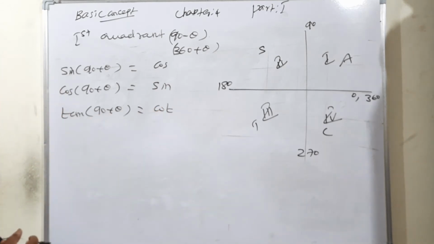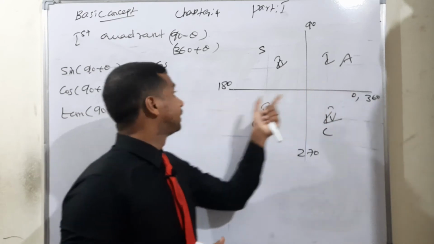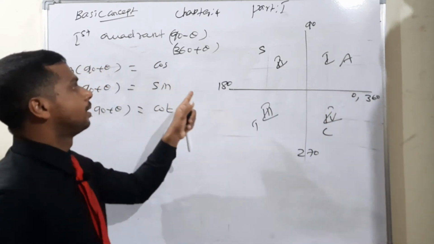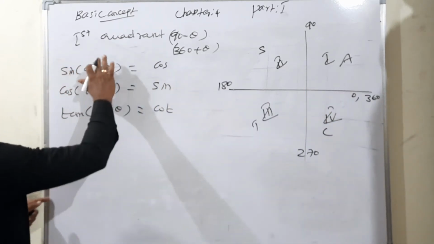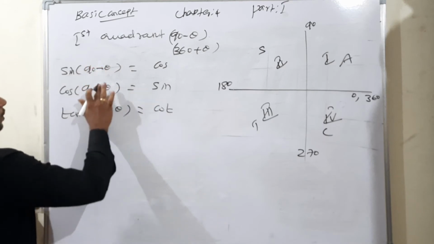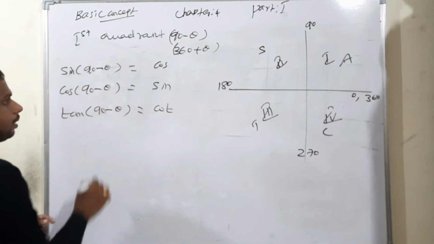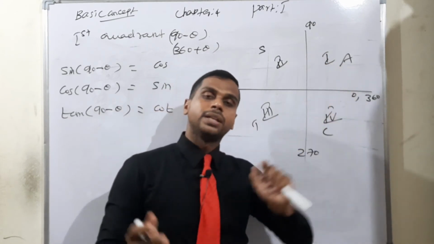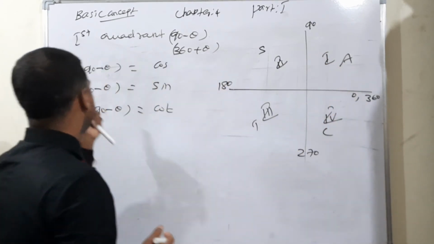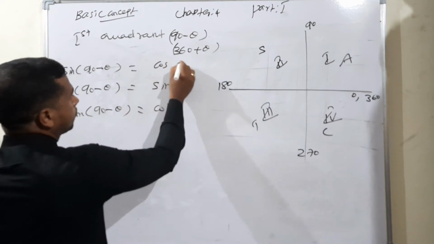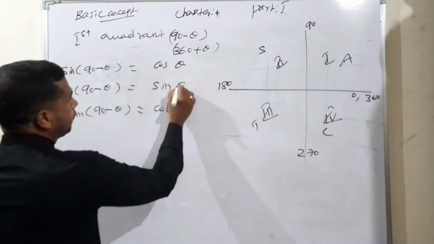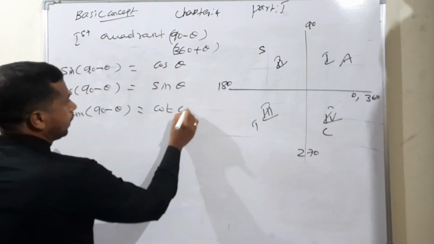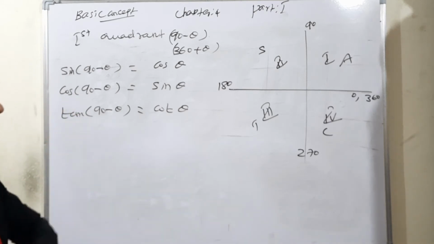But the sign depends on the quadrant. Quadrant means 90 plus theta, isn't it? Sorry, my dear, this is 90 minus. So 90 minus definitely lies in the first quadrant. In the first quadrant all values will be positive. So sin 90 minus theta is positive cos theta. Then cos 90 minus theta is positive sin theta. Tan 90 minus theta is positive cot theta because it lies in the first quadrant.